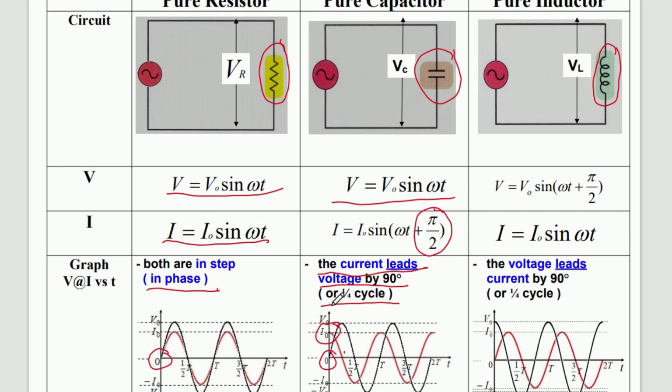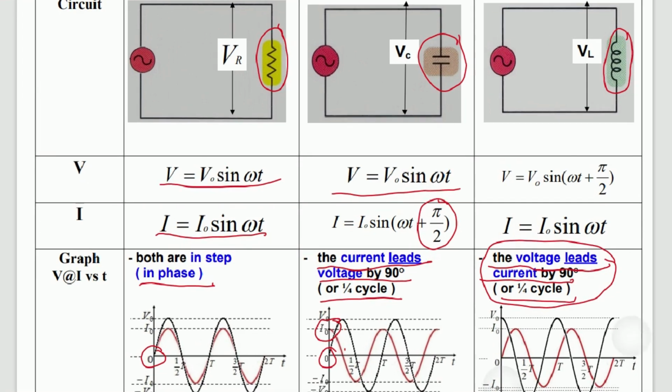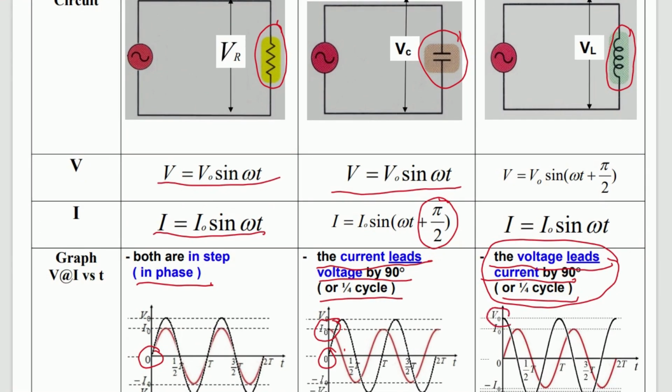Then we have the pure inductor circuit. A pure inductor circuit is a circuit containing an inductor only. The concept in a pure inductor is that the voltage leads the current by 90 degrees or 1/4 cycle. Look at the graph. You can see the voltage goes first and then is followed by the current. So voltage leads current by 90 degrees.